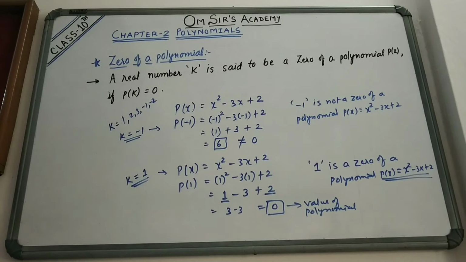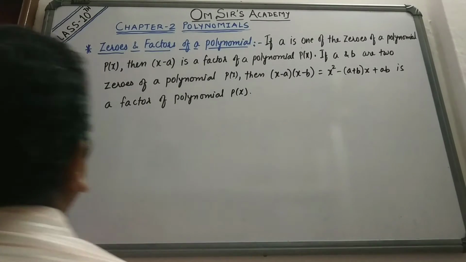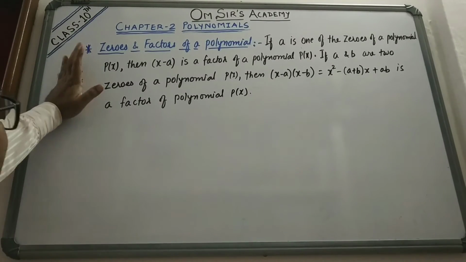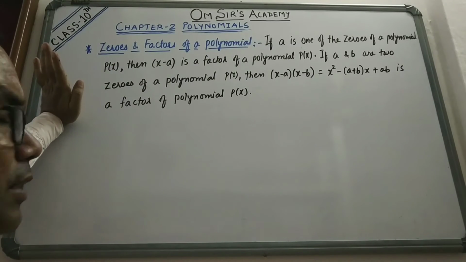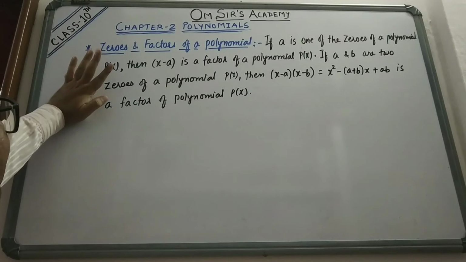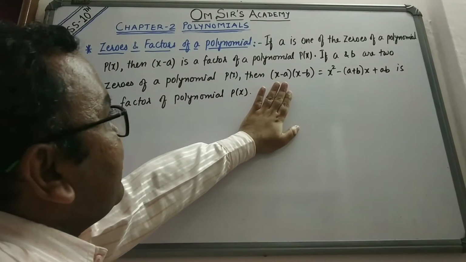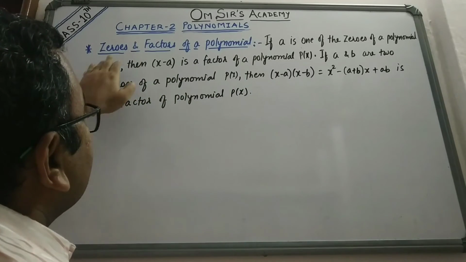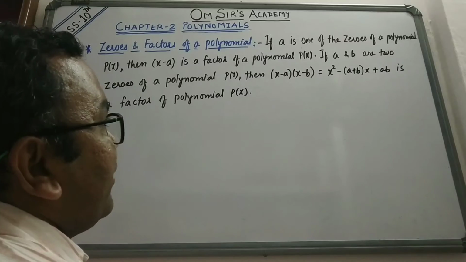Now we move to the next topic. So friends, in this topic we are going to learn how we can find zeros from factors and factors from zeros of a polynomial. Is it clear, friends? So zeros and factors of a polynomial. If a is one of the zeros of a polynomial p of x, then x minus a is a factor of the polynomial p of x.